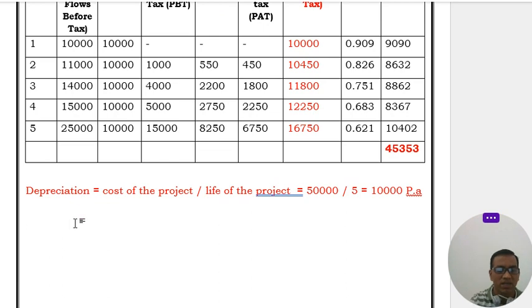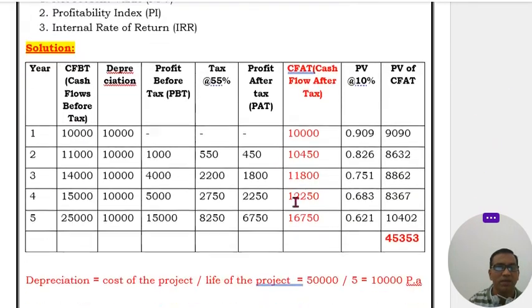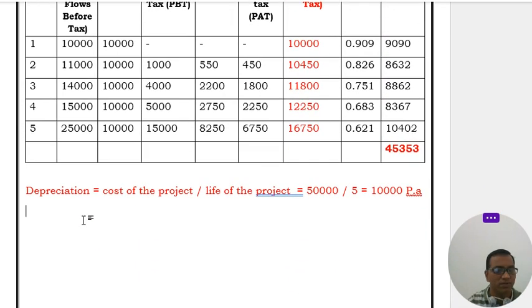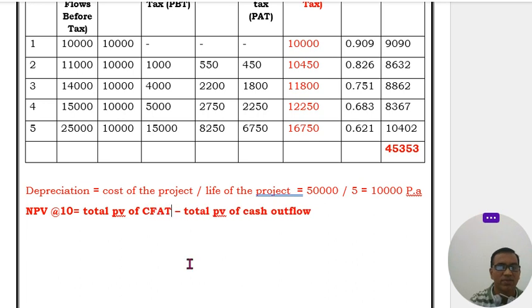And now let us substitute in the formula. What is the formula? The NPV formula. I already gave the formula before. So this is the formula I am using here, same NPV at the rate of 10%. The formula is: total PV of cash flow. Here CF, I told you, some questions will give cash flow, some cash inflow, some CFAT. Total PV of CFAT minus total PV of cash outflow.